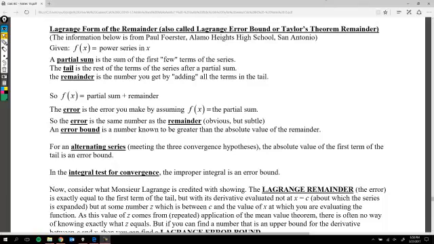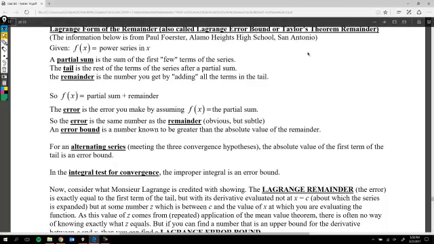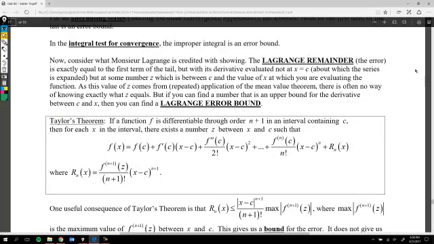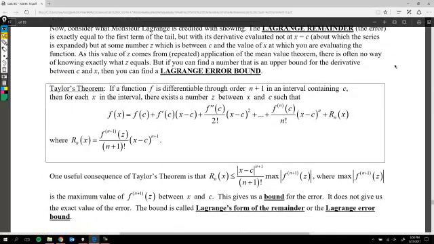Okay, for alternating series, which you do have to show the three convergence things, the absolute value of the first term is like our error bound. It's the maximum value of our error, which we did before. And then if you can do the integral test, that'll also give you the error bound, which is something that we also did before.